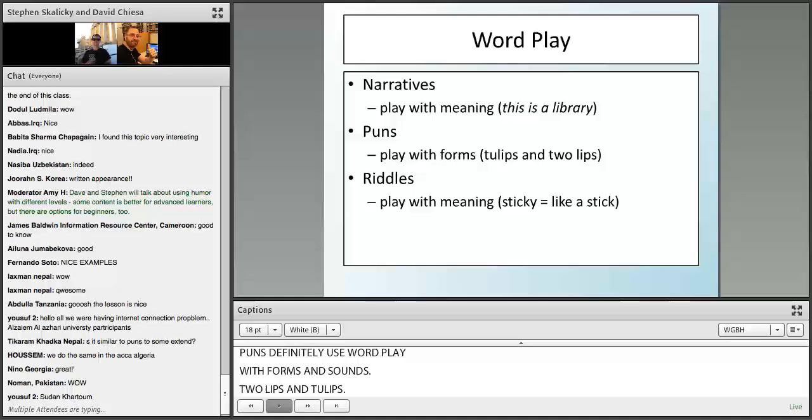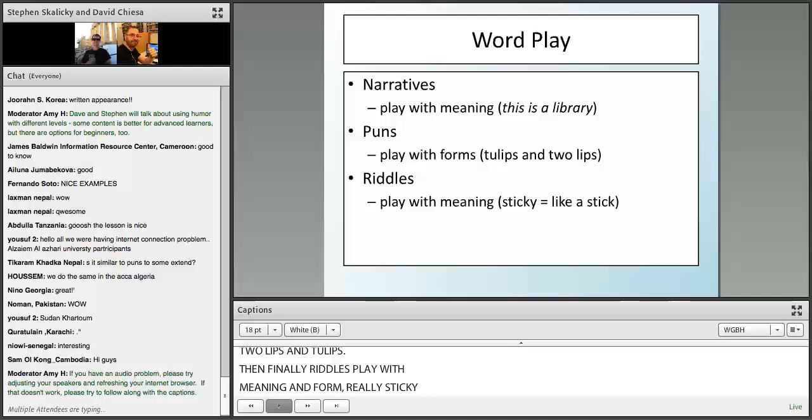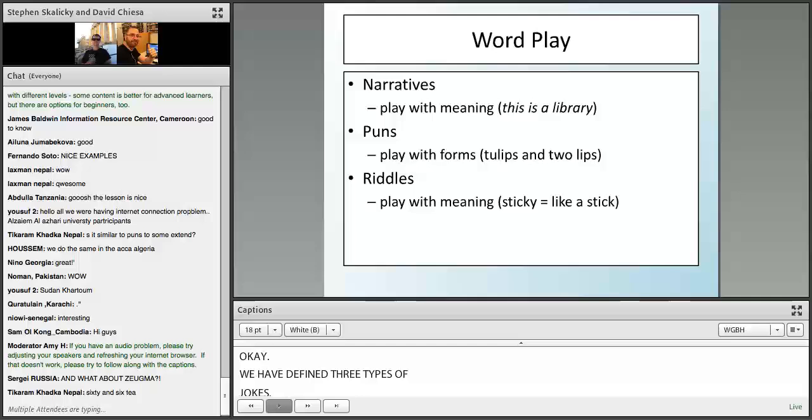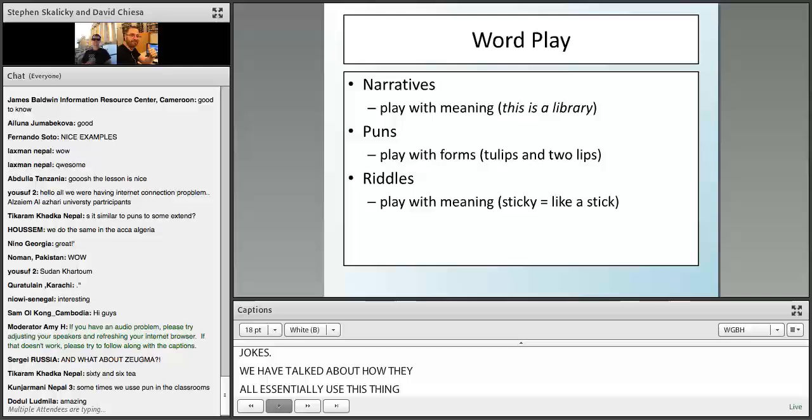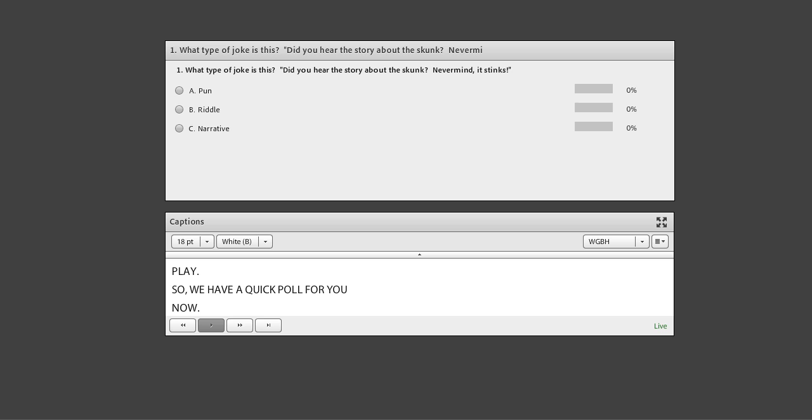Okay, so we've defined three types of jokes, and we've talked about how they all essentially use this thing called wordplay or language play. So we have a quick poll for you now to see if you can guess what type of joke this is, or figure out what this joke is. The joke is, did you hear the story about the skunk? Never mind, it stinks. So do you think that's a pun, a riddle, or a narrative?